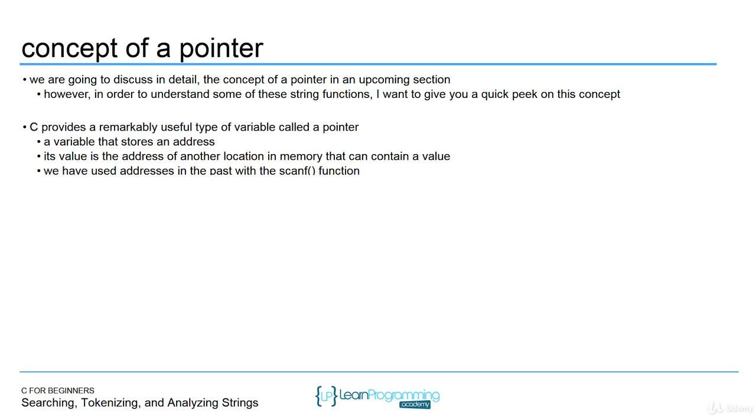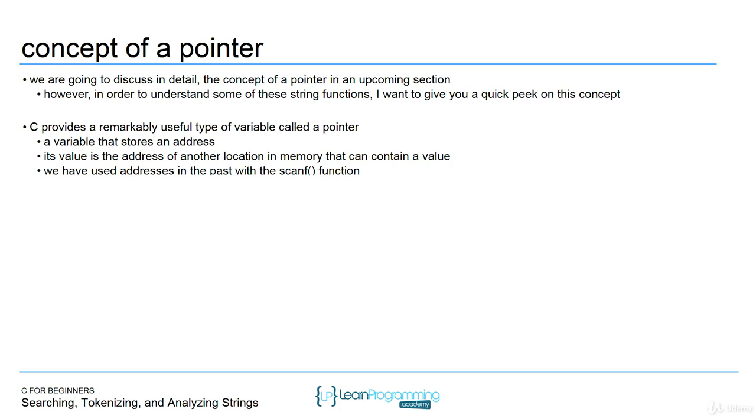But what a pointer is, it's very useful, and what it is, it's a variable that stores an address. An address, remember, is something in memory. It's usually hexadecimal. So the value at the address is in another location in memory. The pointer just points to an address. That address contains a value.